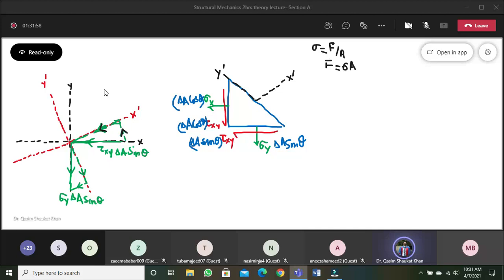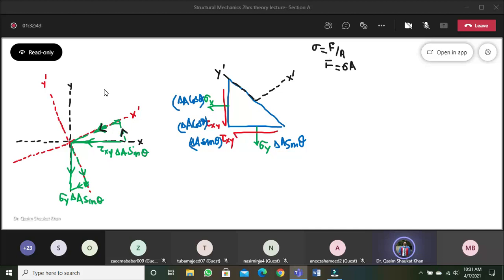If you have any confusion in making the vectors, always remember one thing: AB plus BC is equal to AC, and you can place the arrows in the right direction. You can consider this one as 90 degrees. Similarly here, this point should be considered 90. So now after this, I will resolve the force sigma x delta A cos theta into its components.